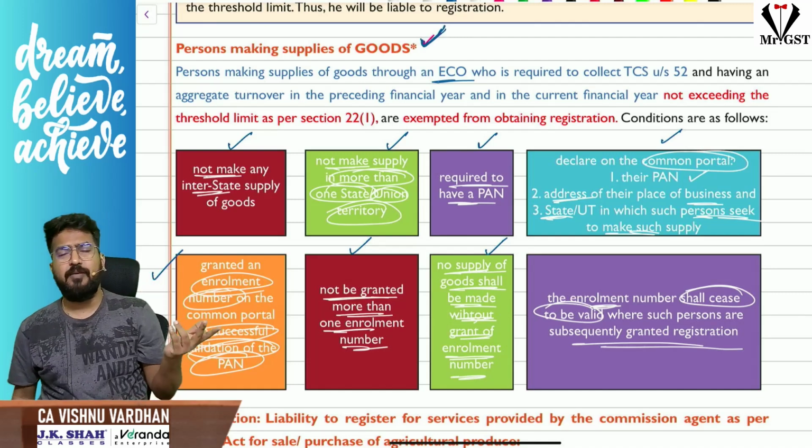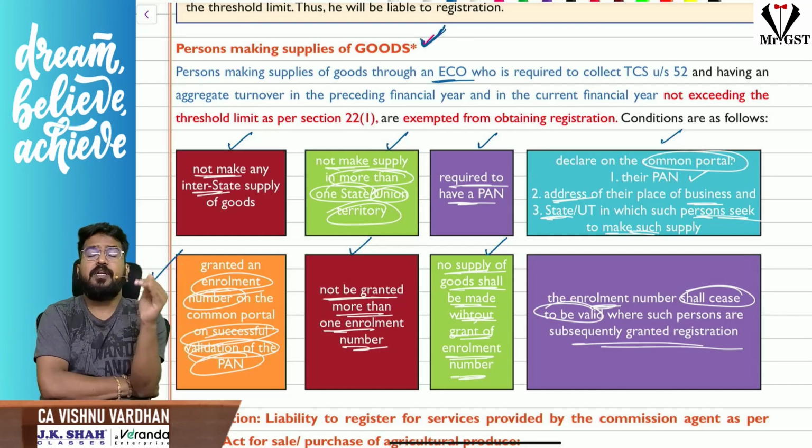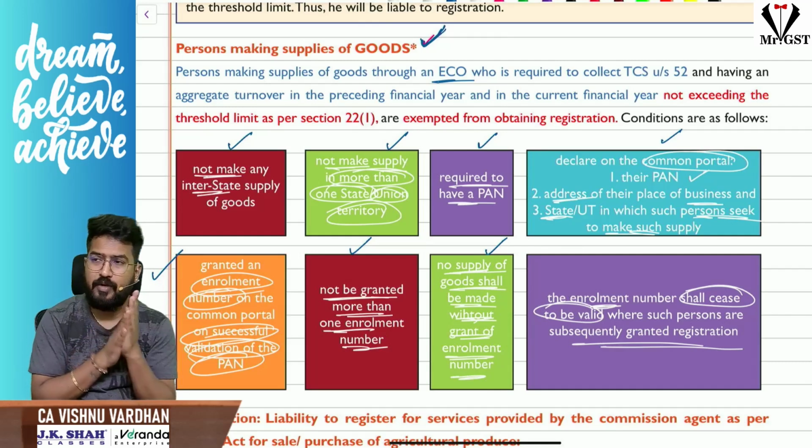So tomorrow if I become liable for registration and I want to take registration, then you take registration, but the enrollment number whatever is there ceases to be valid. That ceases to be valid. That is the concept.